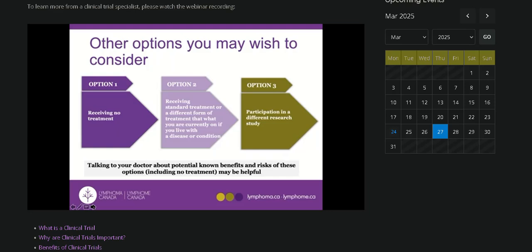These are all going to have potential benefits and risks associated with them. And speaking to your healthcare provider, who might be your physician or someone else, about the potential benefits and risks of these, including no treatment, would be helpful for you. So there's really lots of things to think about, and clinical trials aren't the only option.